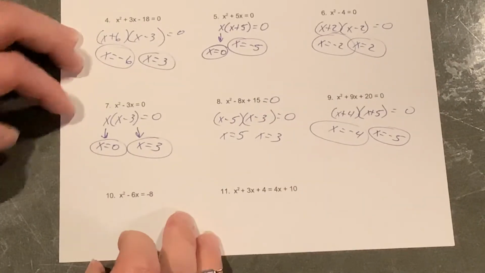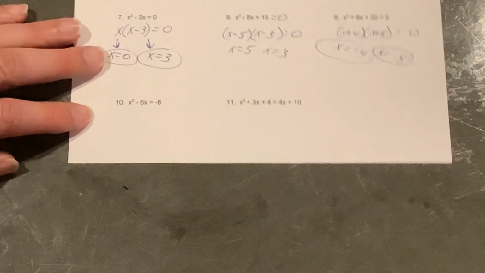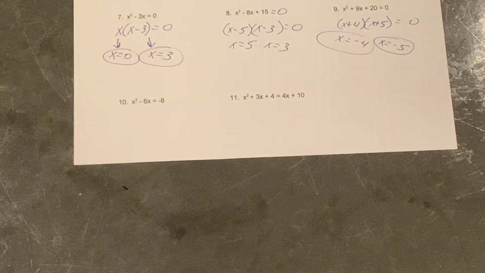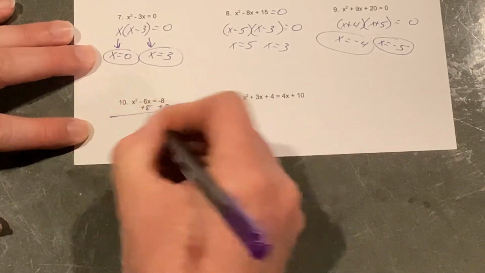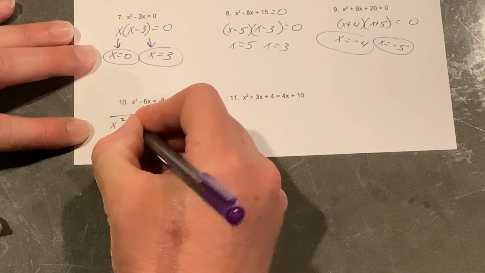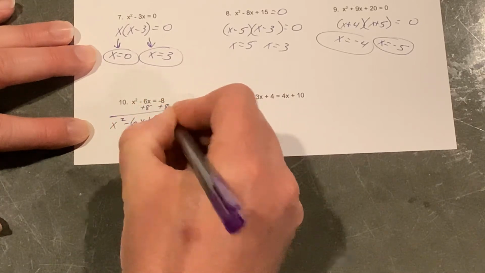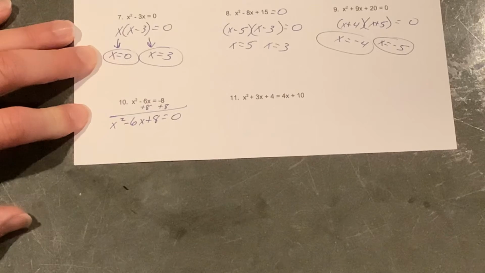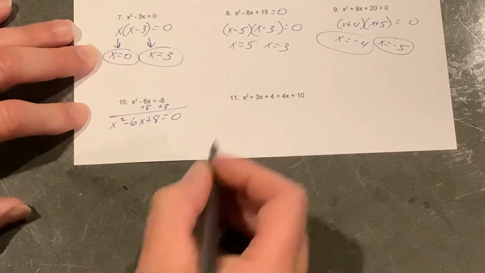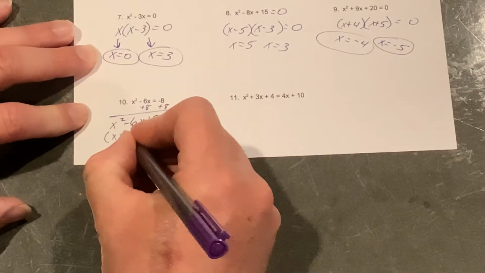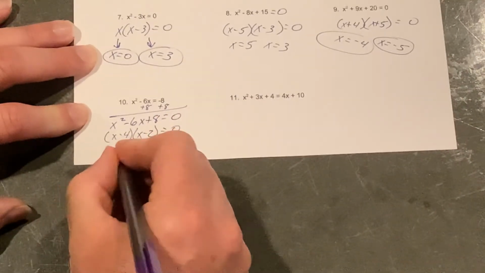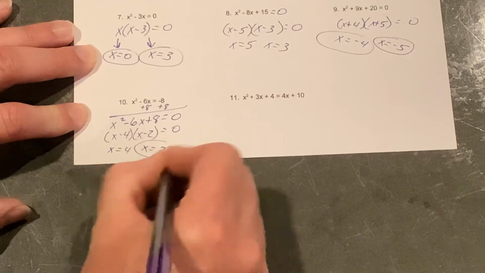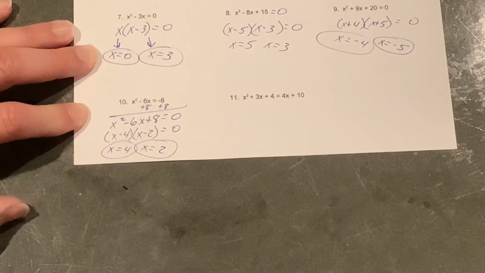Okay. Now, 10 and 11. We can only solve by factoring if the equation equals 0. So on 10 and 11, we have to do a little bit extra work. On number 10, we're going to add 8 to both sides. That's going to give me x squared minus 6x plus 8 equals 0. Now we can use the zero product property because it's set equal to 0. So we factor this to be (x minus 4)(x minus 2), and then my answers are x equals 4 and x equals 2. Again, if you want to check those, you can plug each one of them in and you get a true equation.